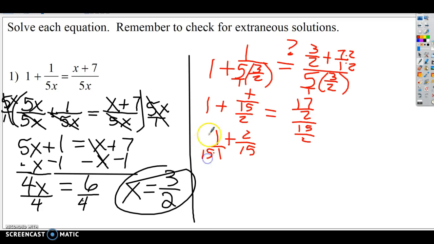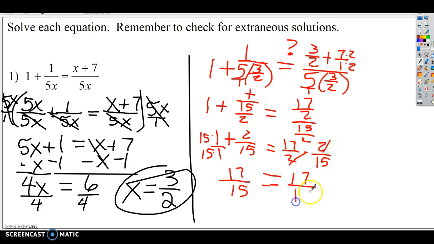So I need to make this a common denominator, so I'm going to multiply by 15, so it's going to be 17 over 15. Okay, still checking. Here I'm going to multiply by the reciprocal here. So I'm going to have 17 halves times 2 over 15. The 2's cancel, and that becomes 17 over 15. So this checks out, so that means this is a good solution. It is not extraneous. Okay? Remember, an extraneous solution is a solution that you get that when you plug it in, it doesn't work. Okay, so there's a lot of work to these to first find the answer and then check them as well.